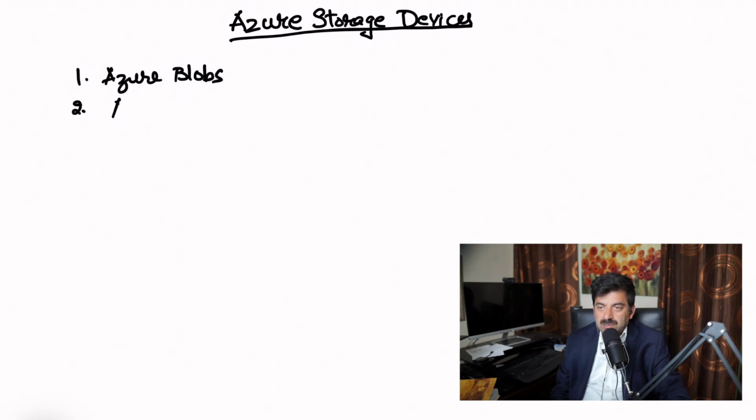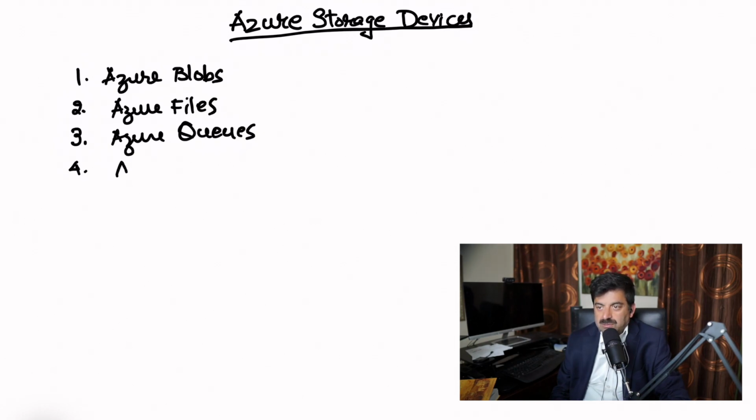Second, we will discuss Azure Files, how you can use Azure file shares on cloud computing environment. The third would be Azure Queues, and the fourth one would be Azure Disks. So let's discuss what are the benefits of Azure storage solutions.